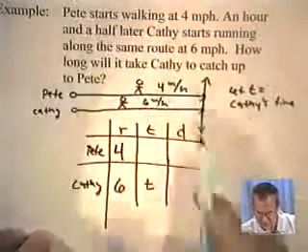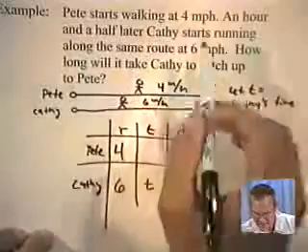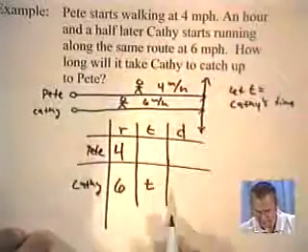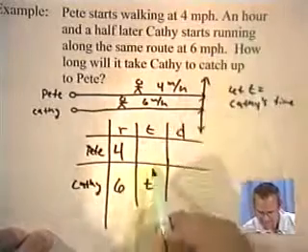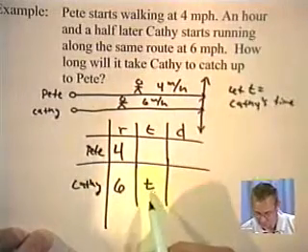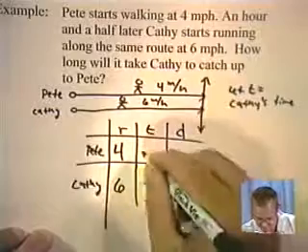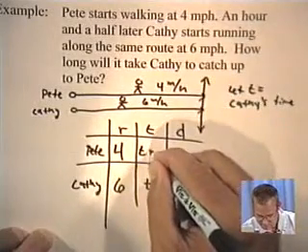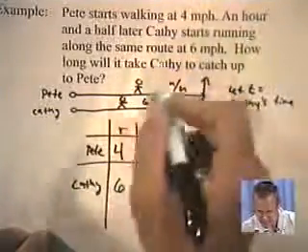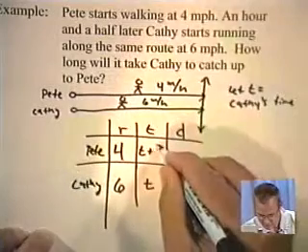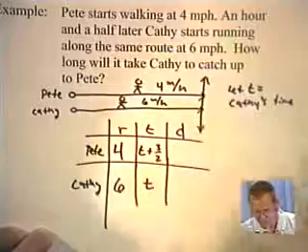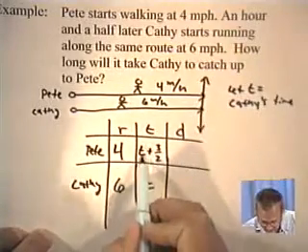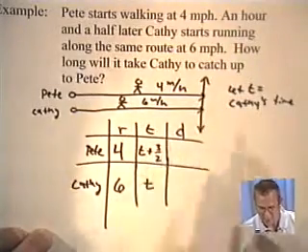Well, Pete starts walking, and then an hour and a half later, Kathy starts running. So Pete's actually walking for, let's see, an hour and a half longer than it takes Kathy. Well, if it takes Kathy t hours, then Pete must be walking t plus an hour and a half. 3/2 is the fraction for 1.5. So Pete's time is Kathy's time plus an hour and a half.